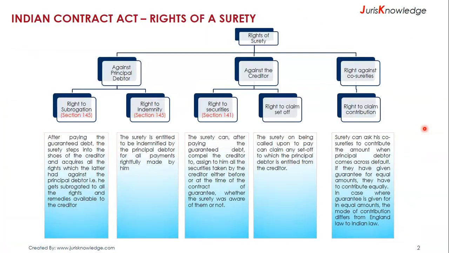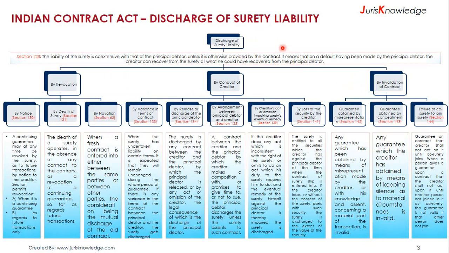Now, in this session, we covered the rights of the surety against the principal debtor, against the creditor, and against the co-sureties. We looked at the definition under Section 128, defining the liability of the surety, and we also looked at the discharge of the surety's liabilities and when the surety can get discharged from his liability, either by revocation, or by conduct of creditor, or by invalidation of contract.